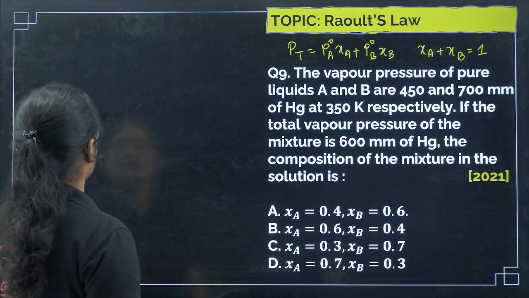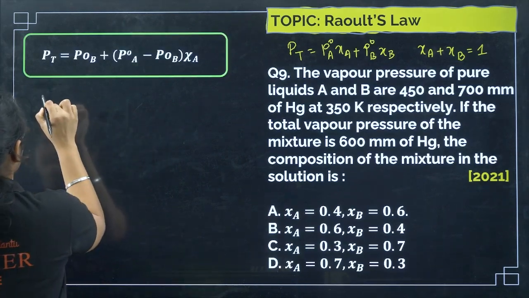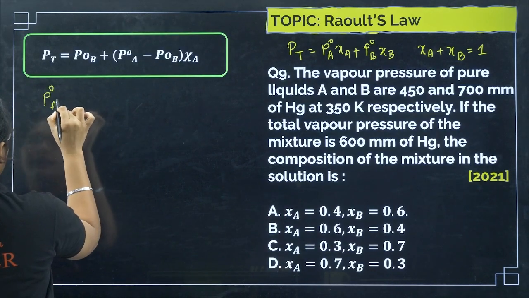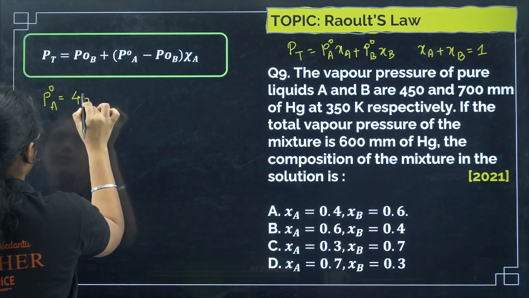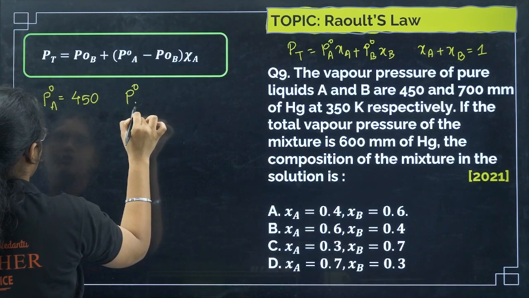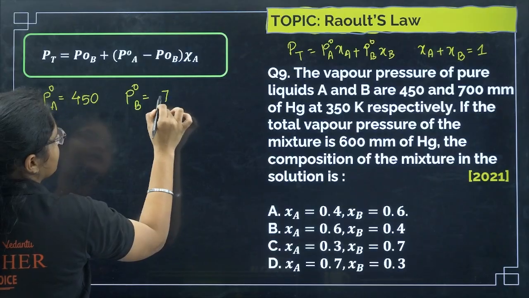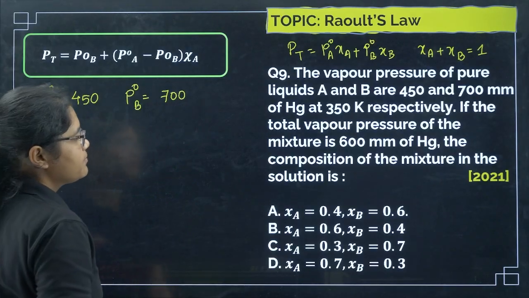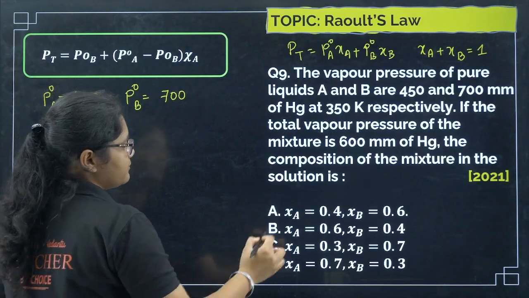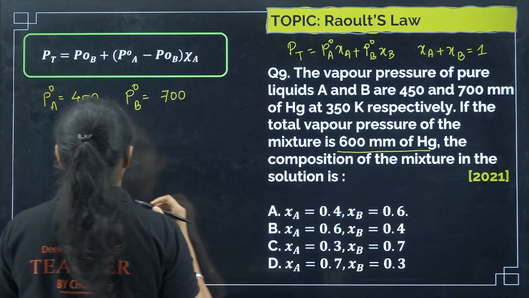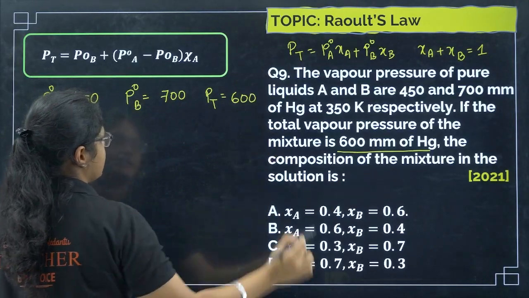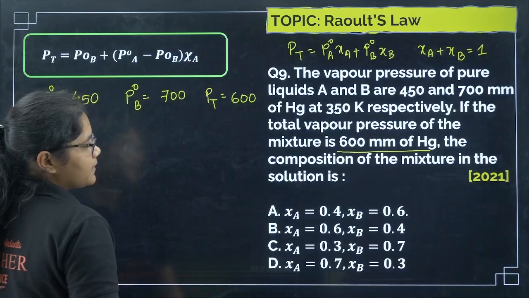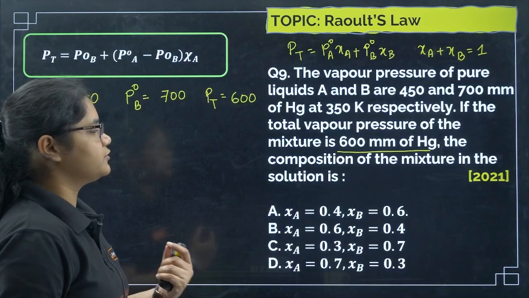Now the vapor pressure of pure liquid A and B are given. So what is the formula given to me? I have been given P naught of A, which is 450, and I have P naught of B, which is 700. If the total vapor pressure of the mixture is 600 mm of Hg, what is P total here? 600. Okay, now we have to find the composition of the mixture.